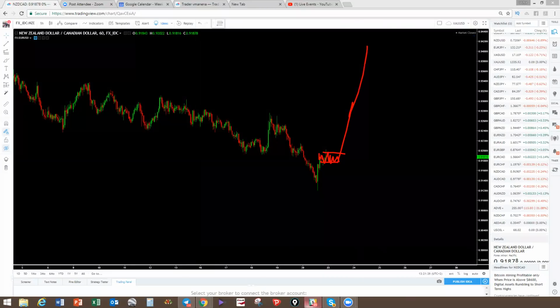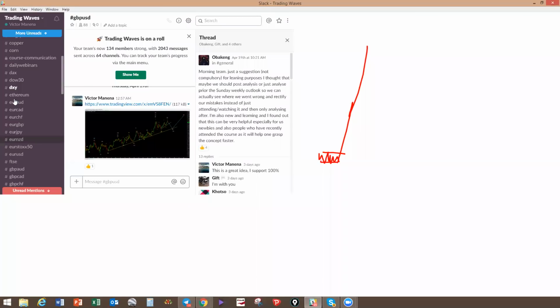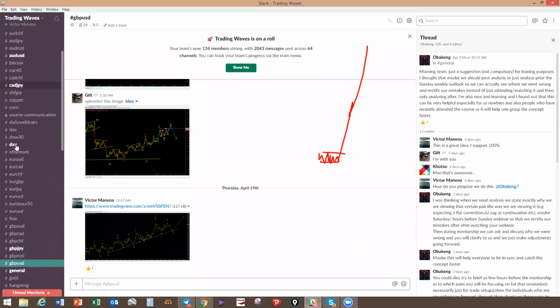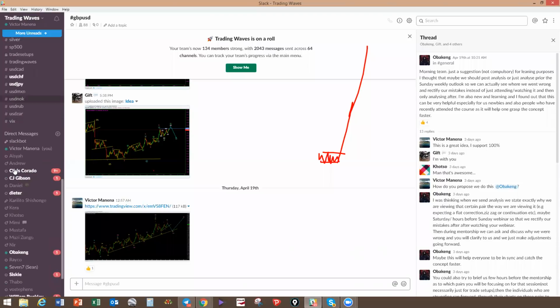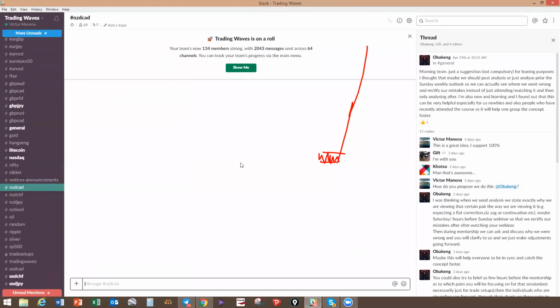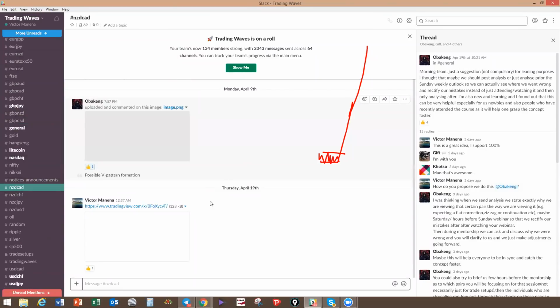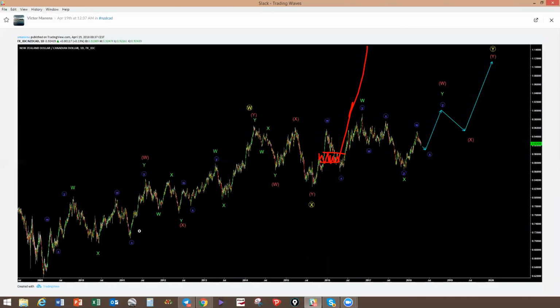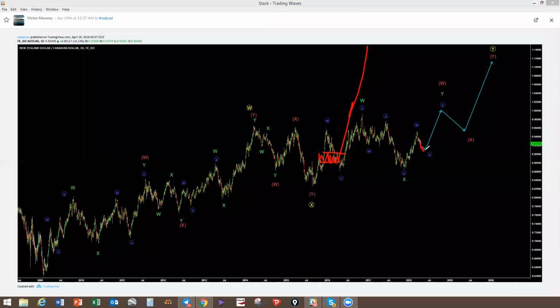This was already posted in our group under New Zealand CAD, like many other pairs. That's how we do New Zealand CAD. See, we know where the market is going. And this is a daily. We know we're just waiting for this X, and when it completes, we're all going to get the trigger and we're going to take it. When we get there, we're going to wait for this one to complete the bigger X.